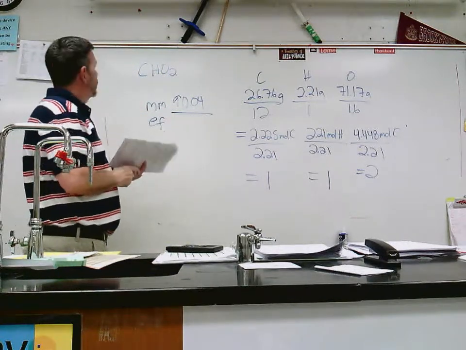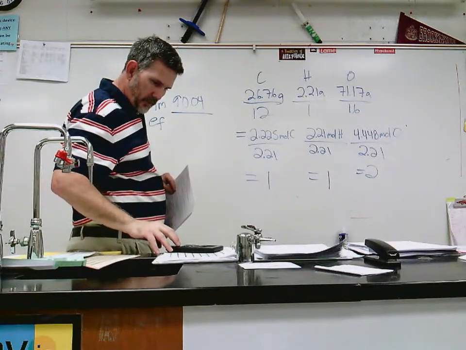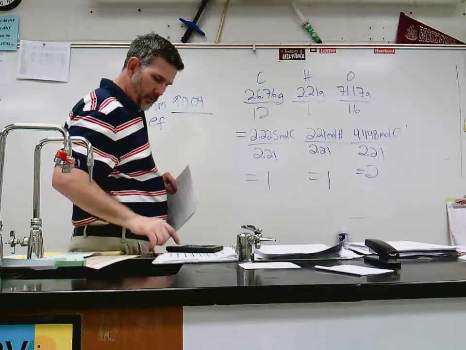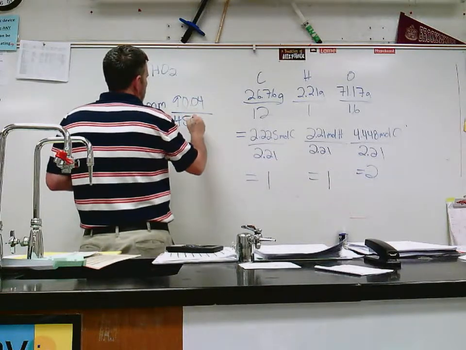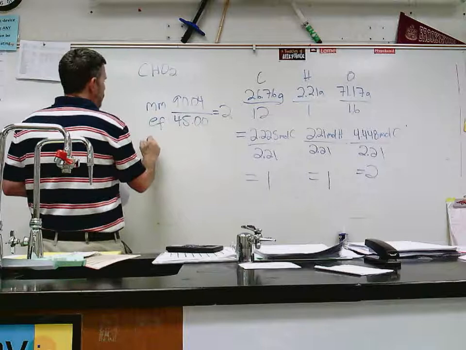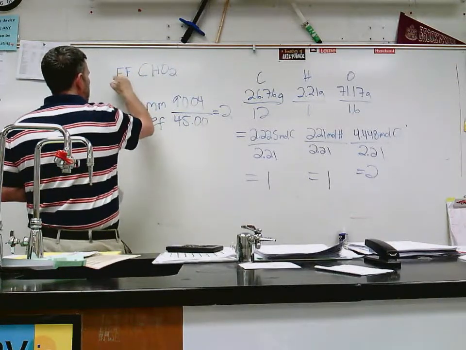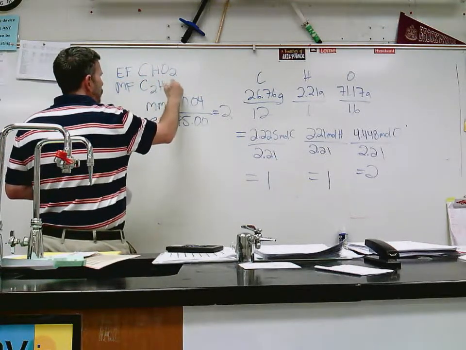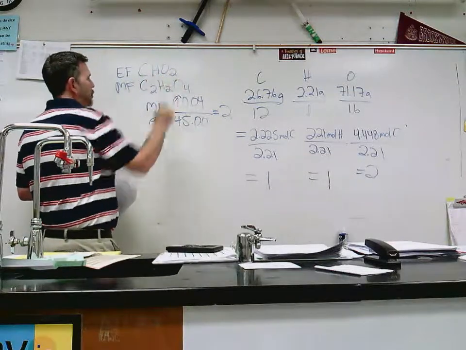12, let's see, 16, 32. 32 plus 12 plus 1, 45. If I divide that, it equals 2. So 2 times that is going to be my molecular formula. So this is my empirical formula. My molecular formula is going to be C2H2O4. Multiply that 2 times the subscripts, and that is it.